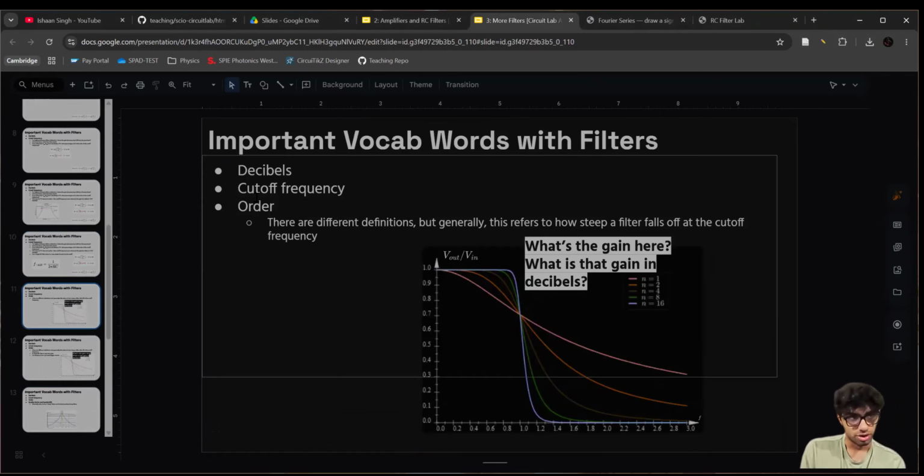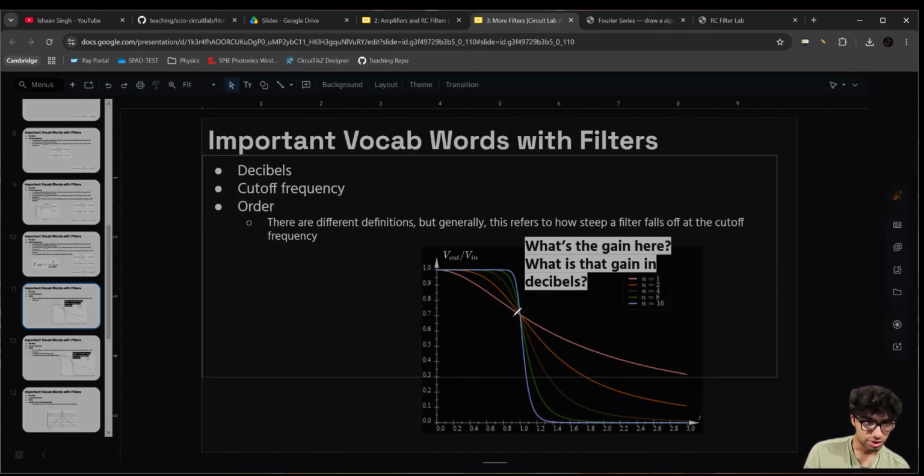Some other important words are the order of a filter. Here you can see we have a filter that goes from 1 volt down to 0 volts, right? So it's not giving any gain. It's just a filter with no gain with a 1 volt input. Let me rephrase. We're plotting V out over V in. So the y-axis here is just the ratio, not in decibels.